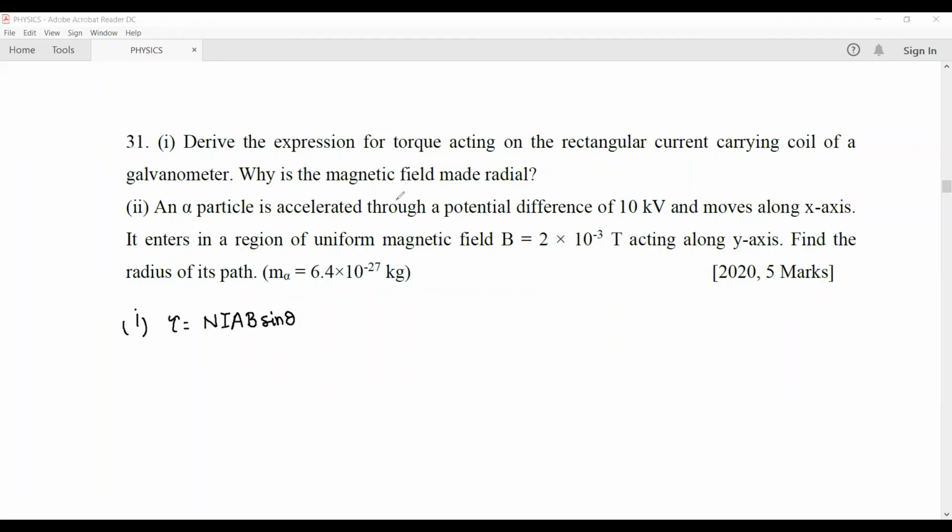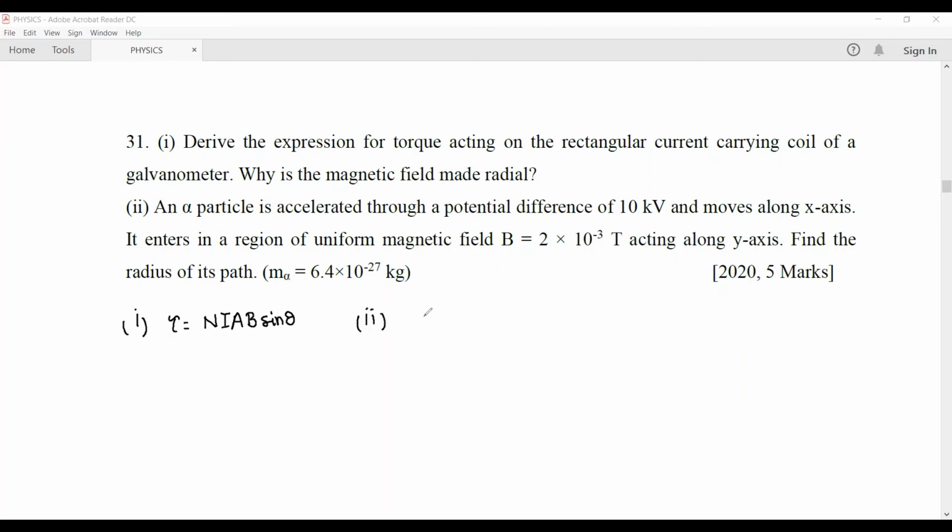And why is the magnetic field radial? Because at every position here theta will be equal to 90 degrees. Whatever the position of the coil, theta will always be equal to 90 degrees. That is, the angle between the area vector and the magnetic field will always be 90 degrees. So that is why the field is made radial.